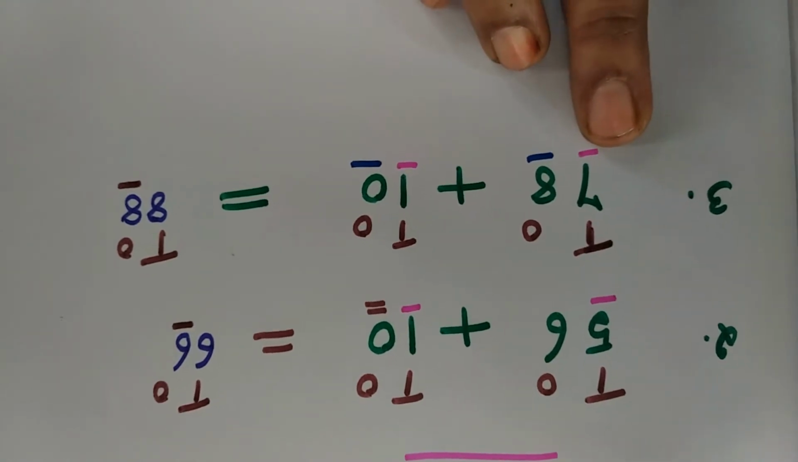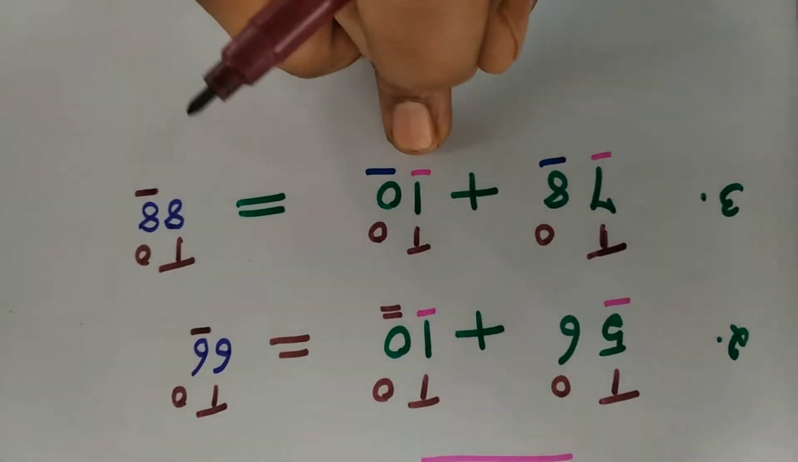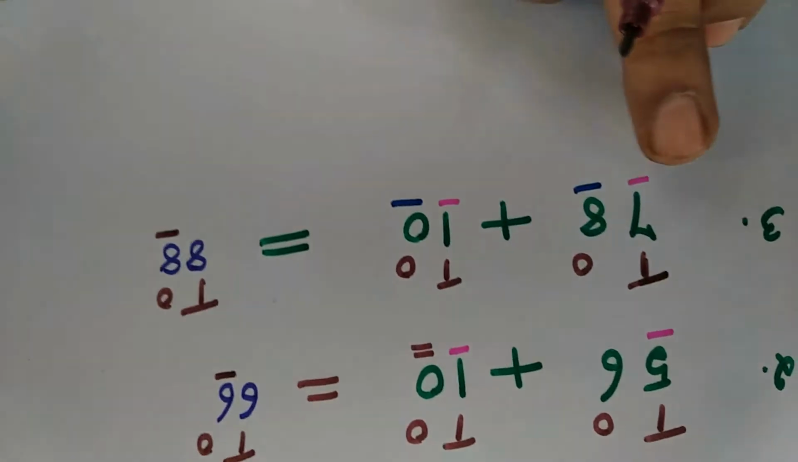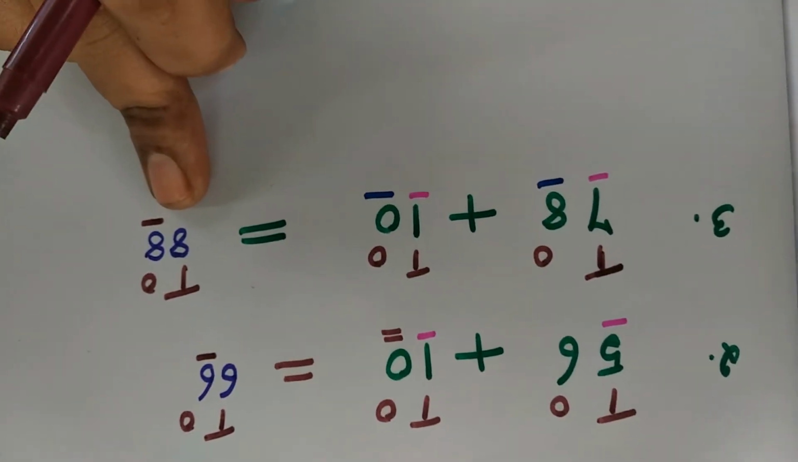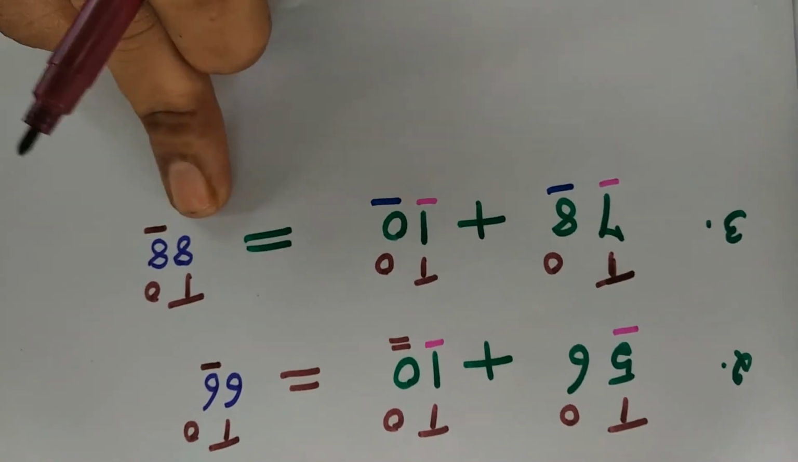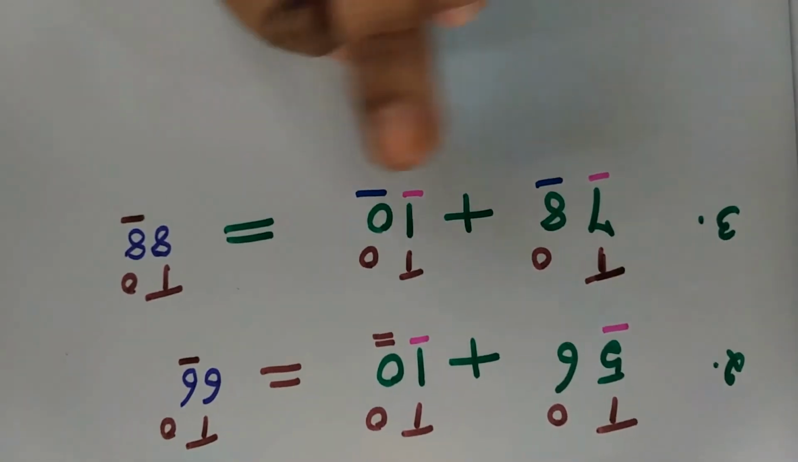So here we have only 7 tens, and in this number we have 1 ten, and we add 7 plus 1, 8. So we will get 8 tens. Okay, so 88 is the answer for this sum.